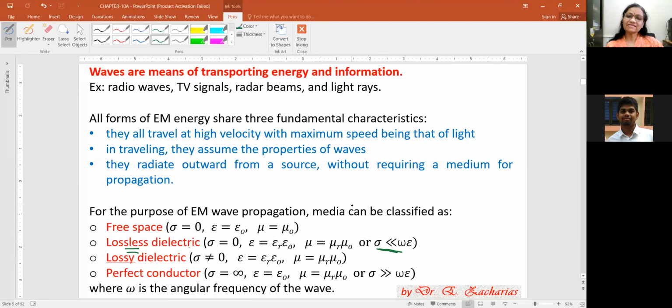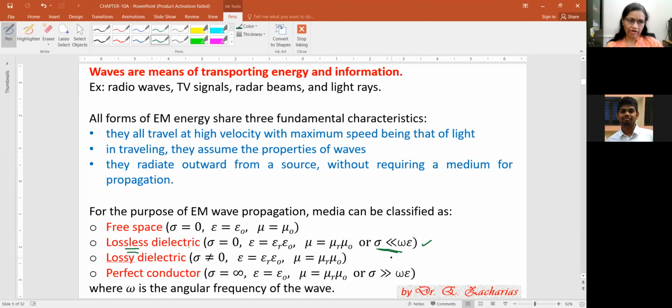Sigma will be much less than omega epsilon. Omega is the angular frequency of the wave, epsilon is of course the property of the medium, and sigma is conductivity. So this should necessarily be satisfied if it is a lossless dielectric. Next, let us go to lossy dielectric.